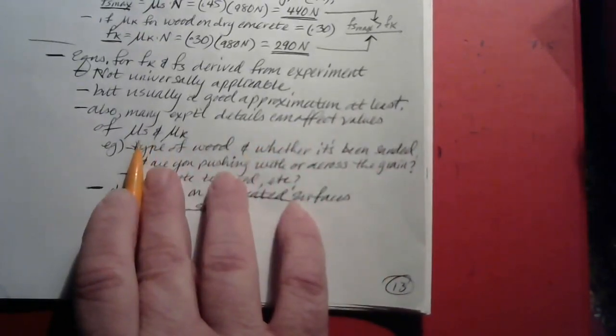There are also a lot of experimental details that can affect the coefficients of static and kinetic friction. For instance, the type of wood. If you're using the coefficient of friction for wood on concrete, what type of wood is it? Is it oak or is it pine? That might make a difference. Pine is softer, so it might dig in more on the floor. Is the wood rough or is it smooth? Has it been sanded? Are you pushing with the grain or across the grain? That could have an effect too.